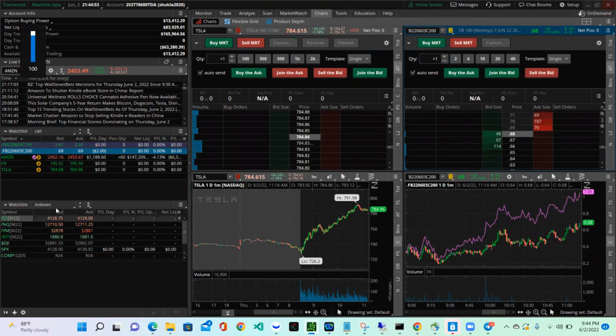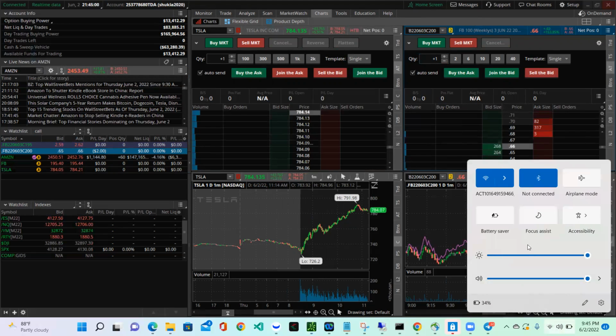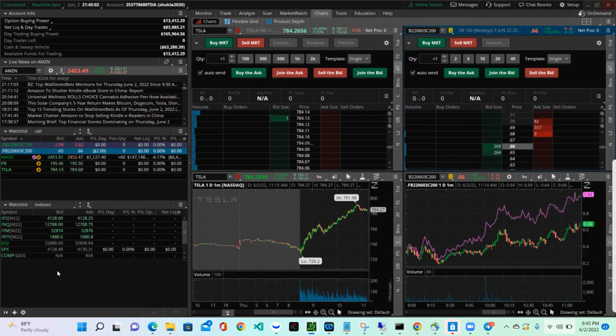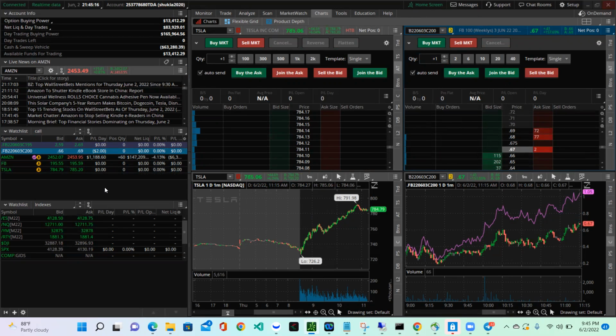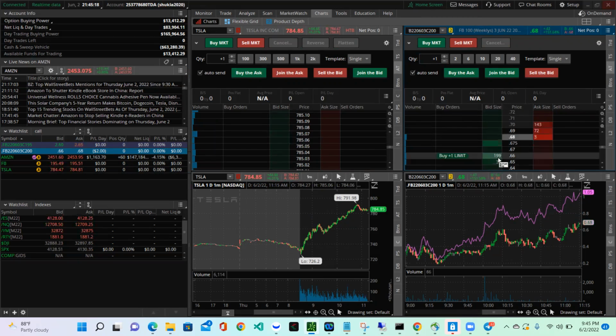One question: if you see the screen for FB on the right side, the ask size and the bid size, like 155, 85, 70. What are those? Are those the number of people buying that option? Yeah, these numbers are the number of people buying at that price or asking to sell at that price.